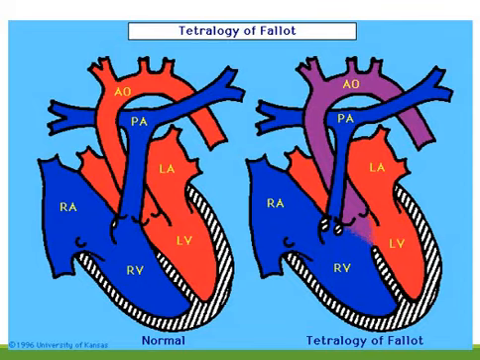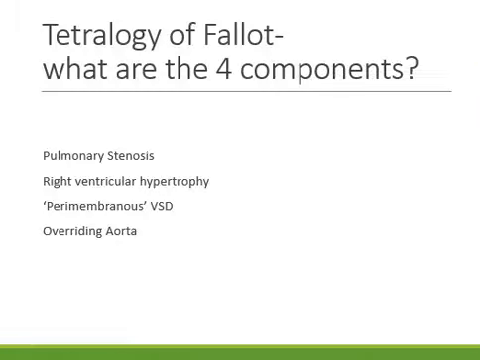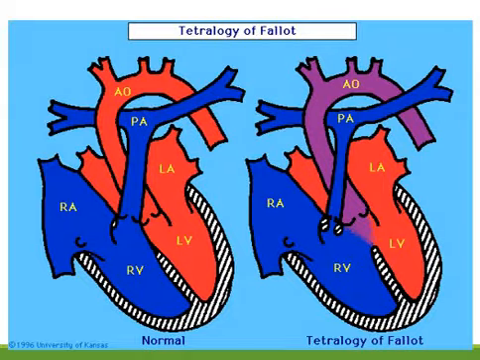On the left you have the normal heart, and on the right you have a heart that has tetralogy of Fallot. So let us look at the 4 components. The first was pulmonary stenosis. Stenosis means there is some sort of narrowing of the pulmonary artery. Stenosis, that's narrowing.